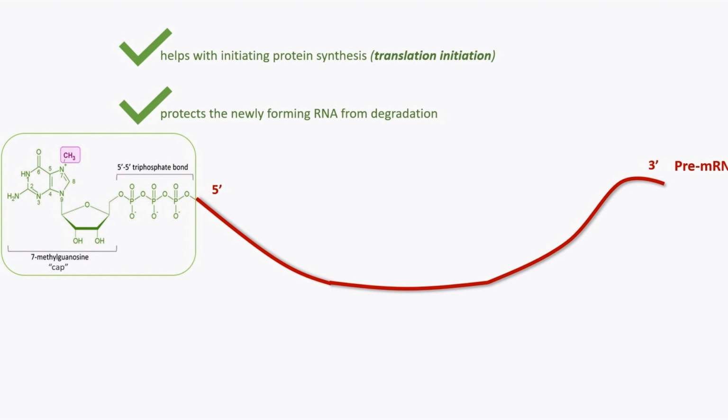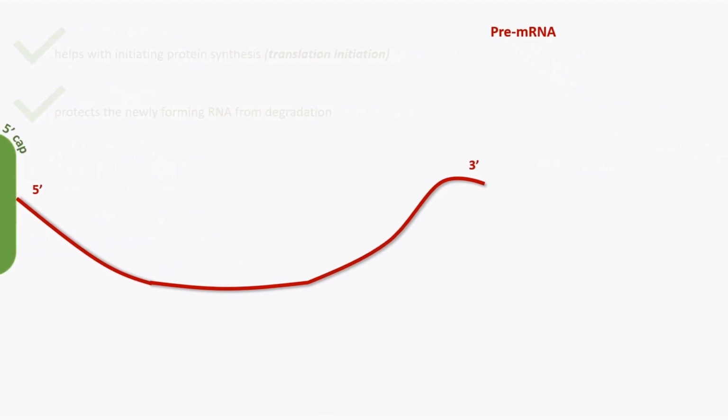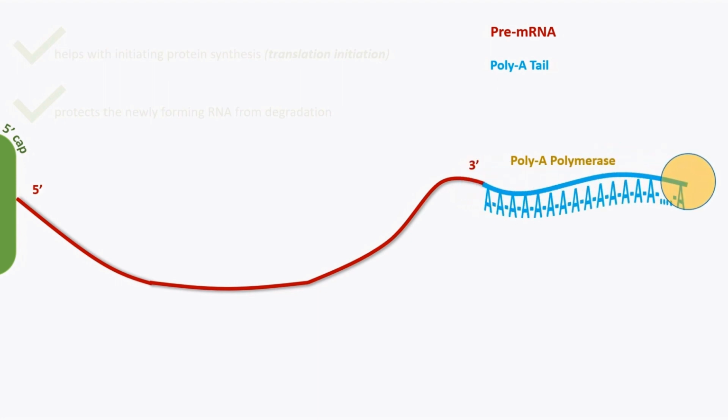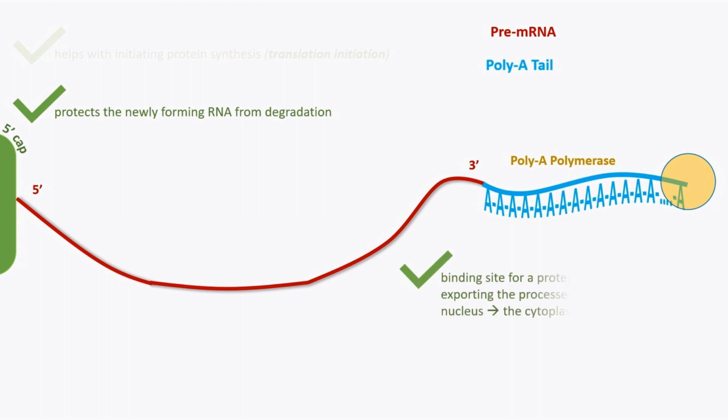The next modification that must be made is the addition of a poly-A tail to the 3' end of the strand. After the elongation step of transcription, an enzyme called poly-A polymerase adds a string of approximately 200 adenines to the 3' end of the RNA transcript. We call this series of 200 adenines the poly-A tail. And the poly-A tail further protects the pre-mRNA from degradation, and it is also the binding site for a protein necessary for exporting the processed mRNA out of the nucleus and into the cytoplasm.